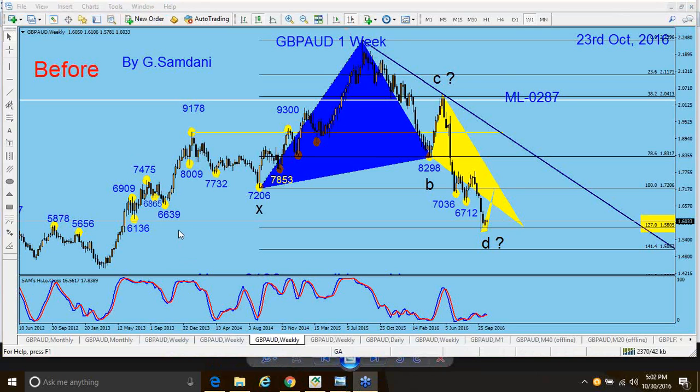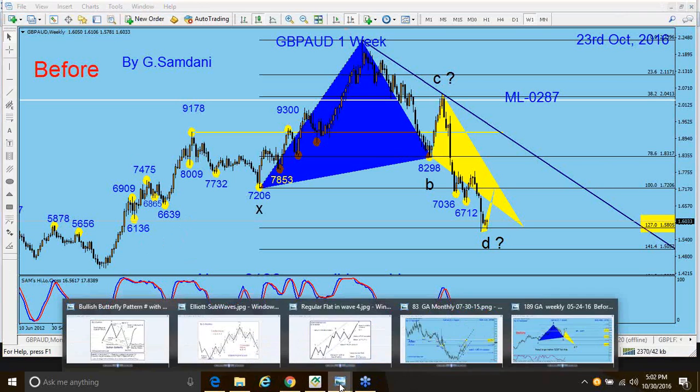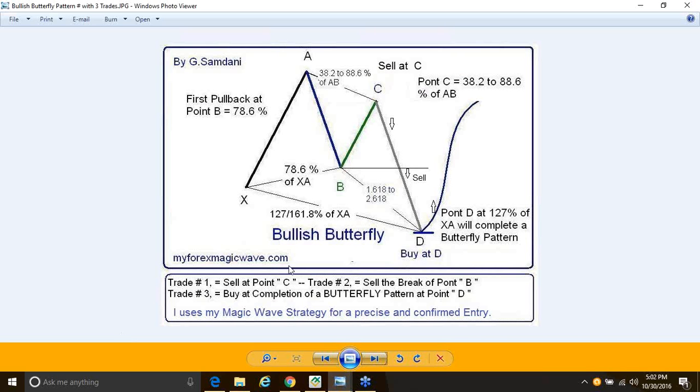Oh, right here. Okay, I lost it. Okay, so now you see in this diagram, this is a butterfly pattern. XA 78%, C point, usually, I wrote it down here. This is point C equal to 38% or 88% of this same XA move.